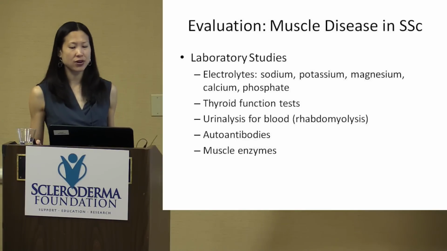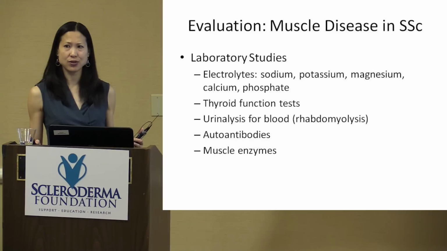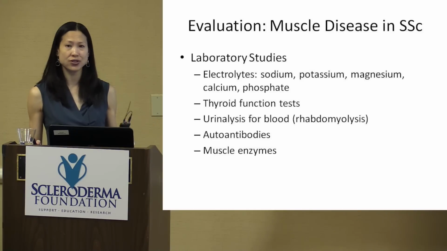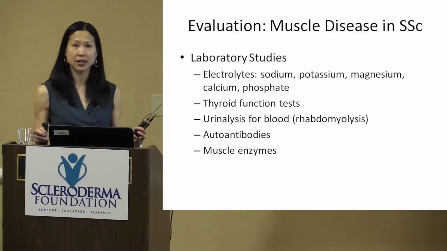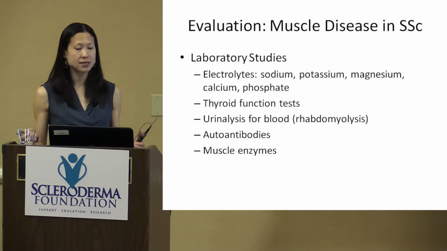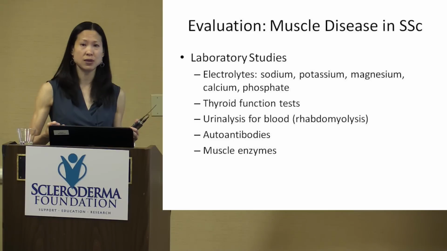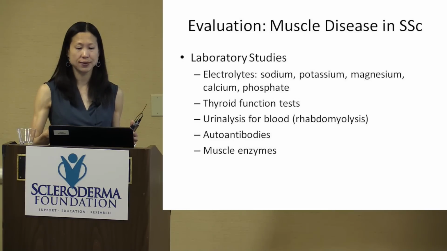As I mentioned, there are lots of reasons to develop muscle disease that aren't related to scleroderma. So you definitely want to make sure you're tested for those problems first, looking at the electrolytes, the thyroid function tests, the urinalysis, making sure there's no blood that might be indicative of a crush injury or rhabdomyolysis, the autoantibodies, and then muscle enzymes. These are tests that you can do in the blood of patients. Basically, they're released into the bloodstream whenever there's muscle inflammation.